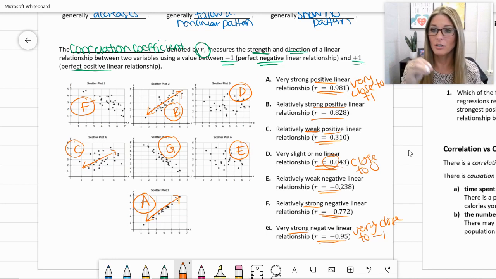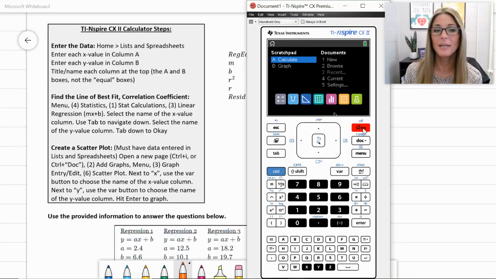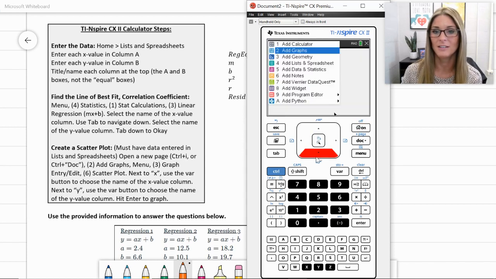And then as the numbers got closer to 0, it was more of that starry sky, no relationship. Now on your second page, you do have calculator steps. If you wanted to create a scatter plot, you can do that definitely on your Inspire calculator. You would use the list and spreadsheets on a new document.